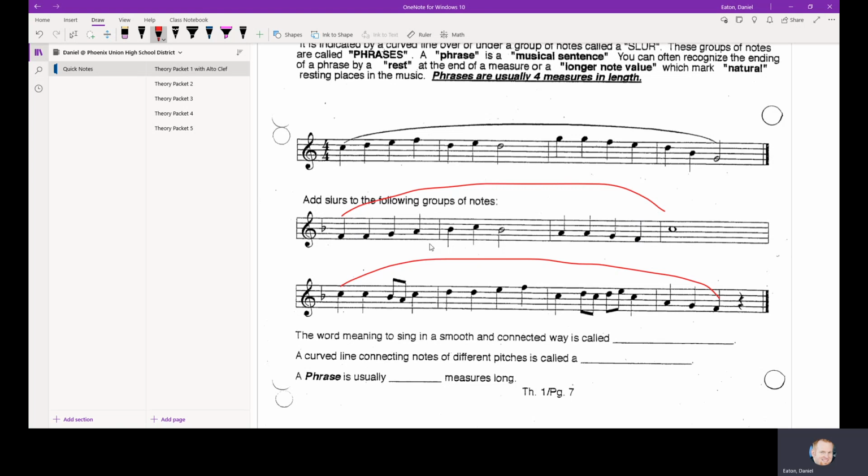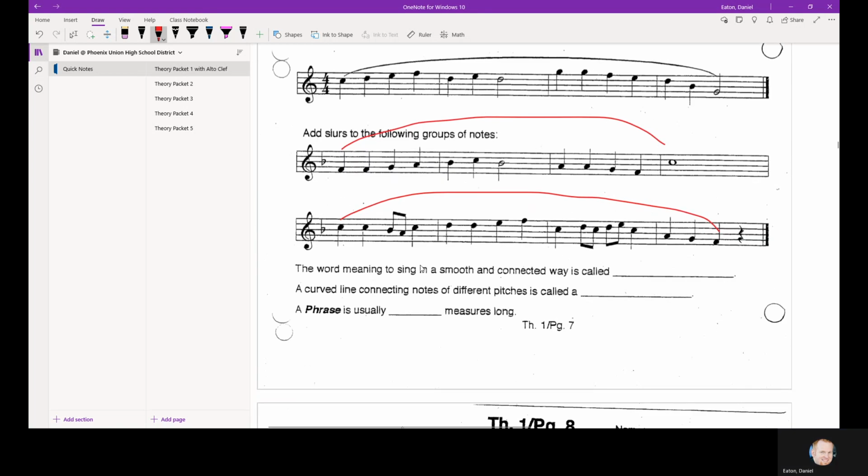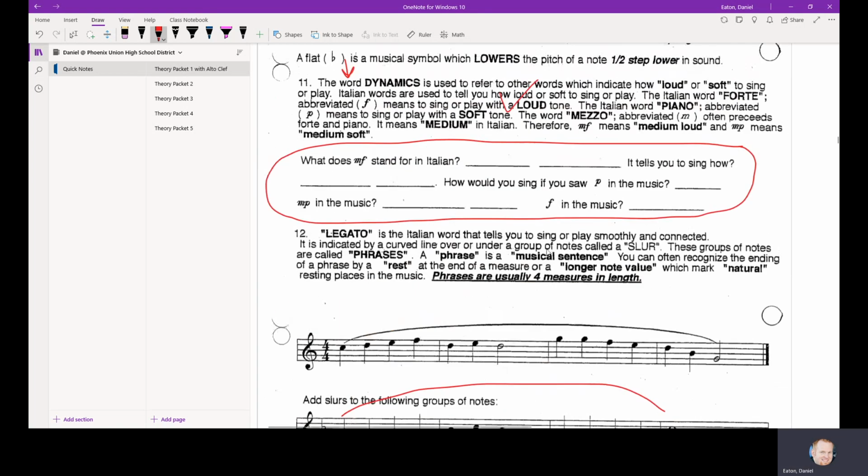But if it's slow, you have to do some other creative things to make it still sound legato like this, but this is more for winds and brass. You usually see phrases of this length, okay? Okay, this information down here, I'll let you fill that in, and that information is in this paragraph right there.